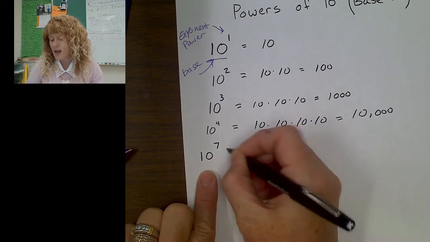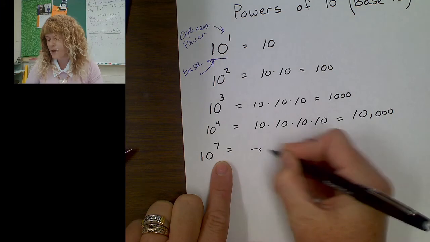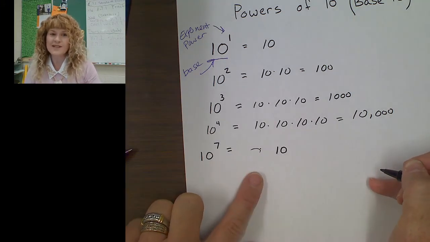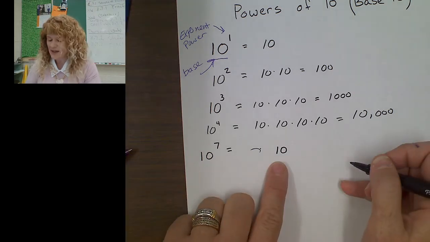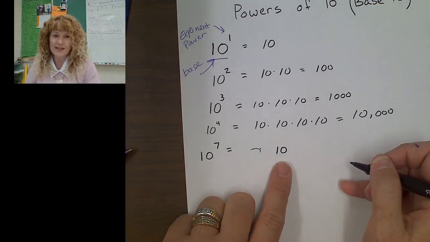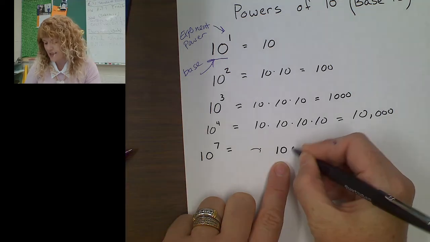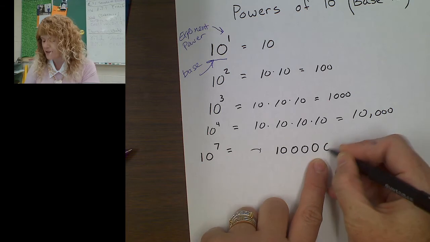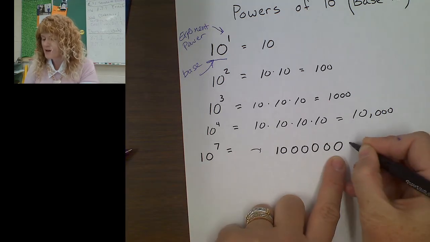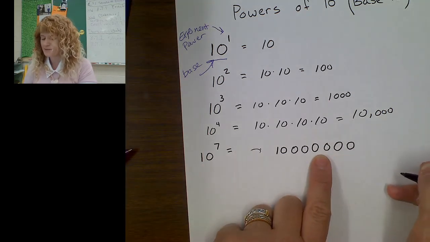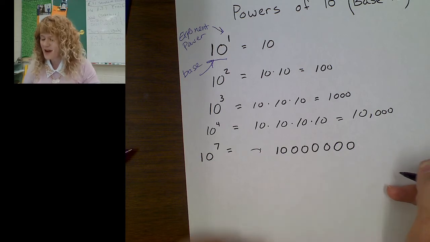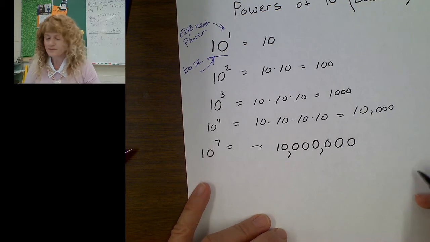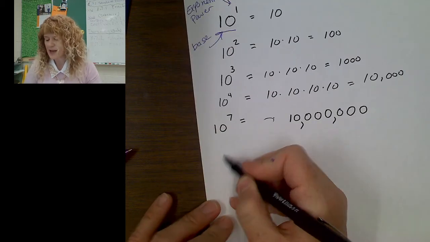So 10 to the 7th, start with your base 10, and then multiply 6 more times to get 10 to the 7th. So the base 10 is 10 to the first power, and then 10 to the second power, 10 to the third power, fourth power, fifth power, sixth power, seventh power. Now just count back and put on your commas and you get 10 million. Let me show you again.